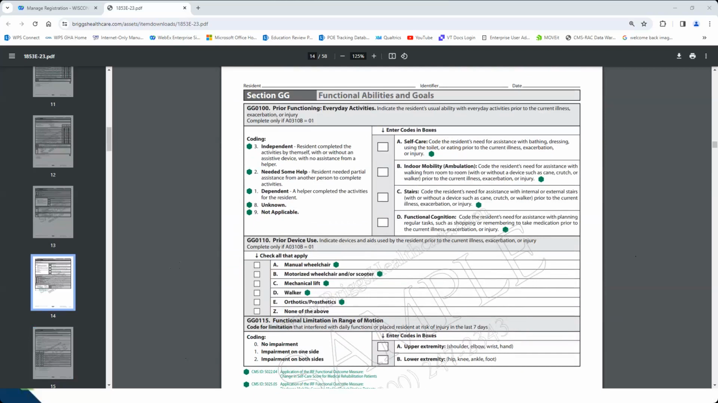Section GG now includes the old section G. So just so you know that, make sure you are using the most current MDS. Your MDS should now not include a section G because that was updated several months ago, and everything is now just in section GG, which is your functional abilities and goals category.